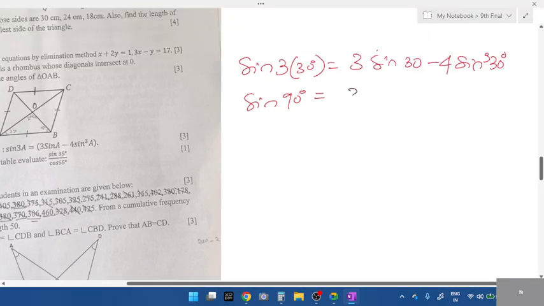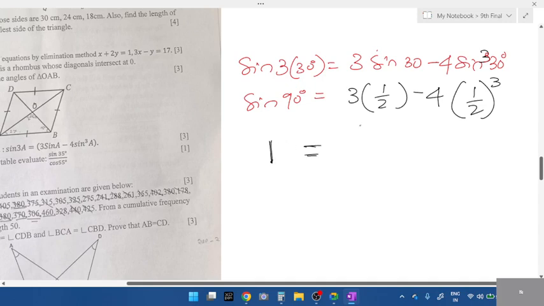Next, I'll keep 3 as it is. In bracket, I'll write what is sine 30, students. Okay, Delicia, I'll teach you all that, but for now you answer. Sine 30 is 1 by 2. What is sine 30? Can you see there is a cube here? Cube. Is it clear? Both of you understood? Sine 90 is 1, students.